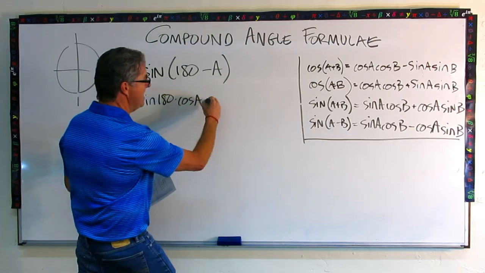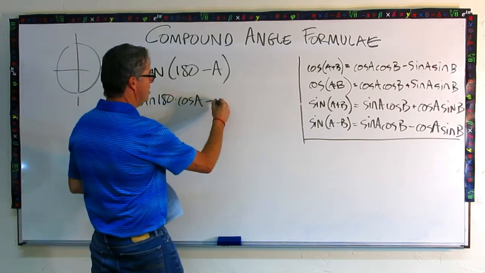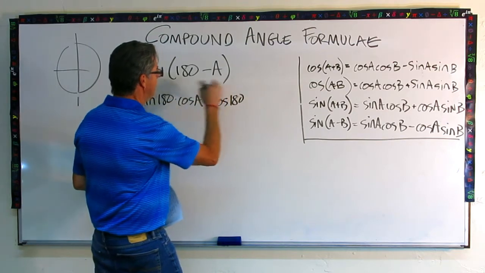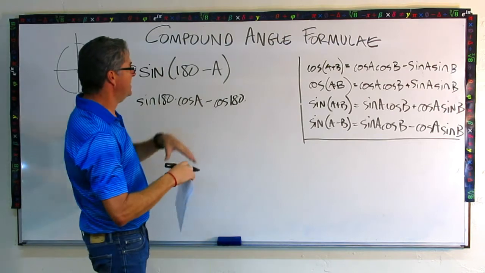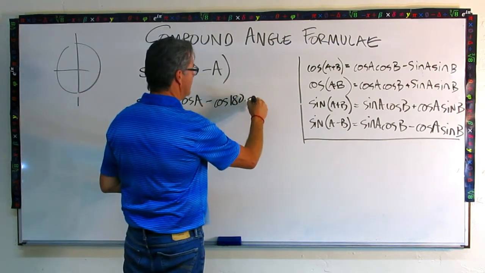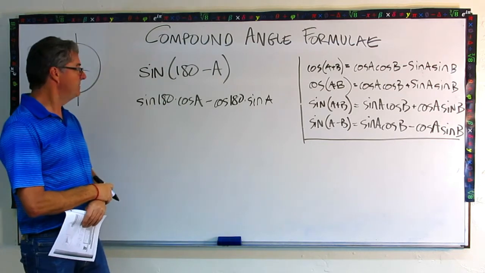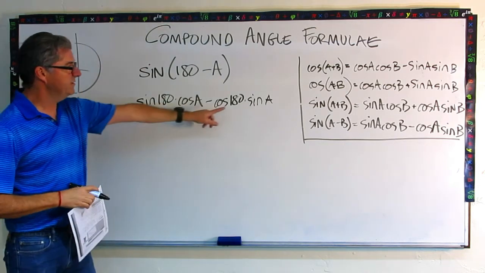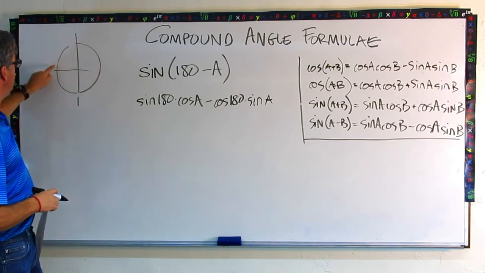So this is going to be minus, now it's going to be the cosine of the first thing. So cosine 180, that's the first thing, times the sine of the second thing. So times the sine of A. So that's going to be our substitution step. Now we can start taking a look. We're dealing with 180 degrees on the unit circle. So that's starting here, going all the way around to there.